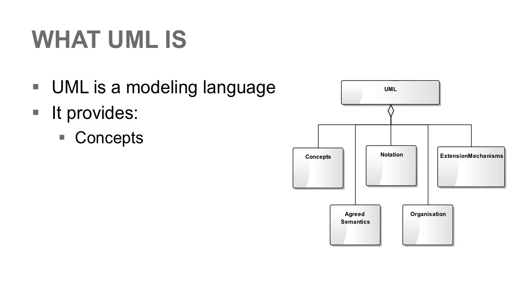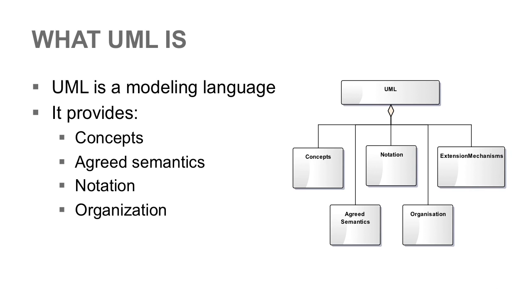It provides concepts, which are the things of interest in modelling software systems, an agreed semantics, which means that each of those concepts has a defined meaning, a notation, which tells the user how to represent the concepts graphically, or in some cases in text format, an organisation mechanism, which enables users to structure and manage their models, and extension mechanisms, which mean that UML can be used to model new concepts in specific domains or types of systems, and has a formal way of doing that.